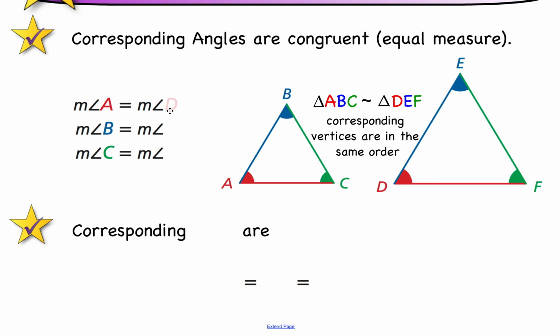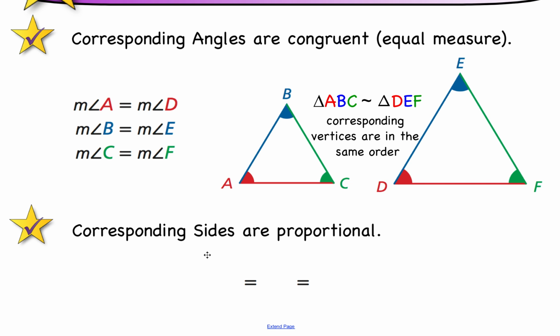So we know angle A is congruent to angle D because they're in the same position. They are corresponding. Angle B is congruent or equal to angle E, and angle C is equal to angle F. Now this little m just means the measure of the angle. You might see equal to or you might see congruent, and the symbol for congruent is an equal sign with a little similar symbol on top of it. That means congruent.